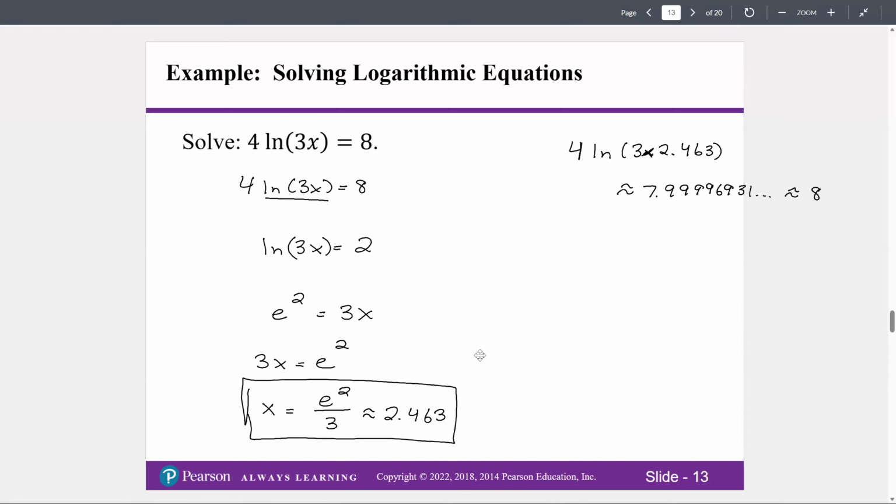So just as a reminder again, this is your exact solution. This is your approximate.